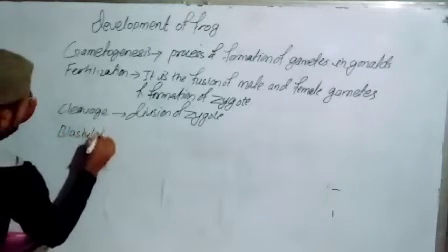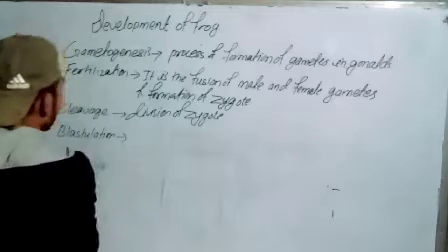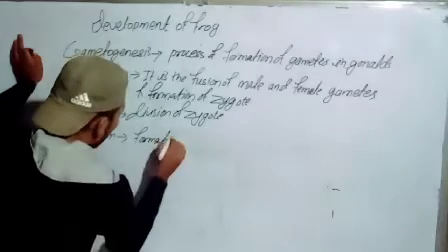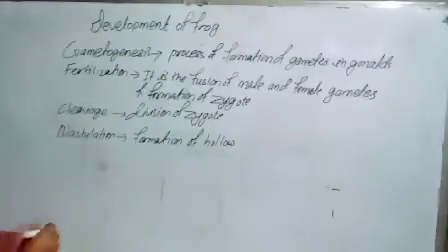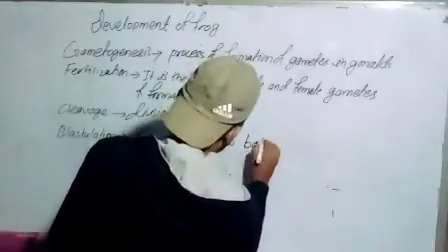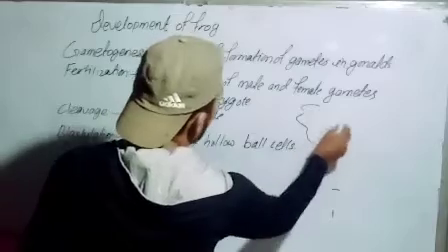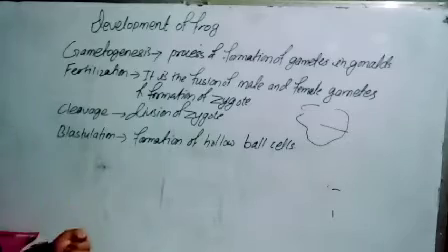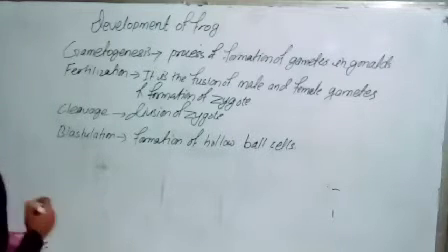And blastulation. It also takes place during the formation of embryo in frog. Blastulation means the process of formation of a hollow space, a hollow ball of cells. This formation of a hollow ball of cells is called blastulation. And after blastulation, the third one is gastrulation.